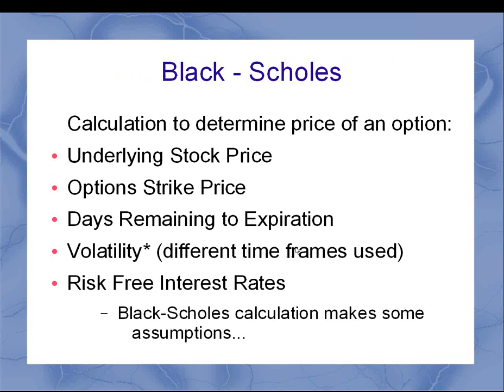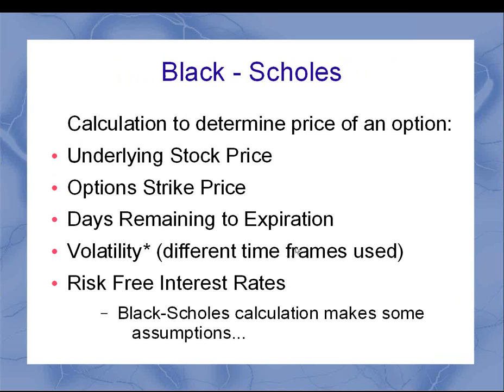Now, just a quick review here. What is the Black-Scholes pricing model? It's a theoretical calculation that's used to determine the price of an option. What is the theoretical price of our option? 5 factors are used in the Black-Scholes pricing model: the underlying stock price, the strike price of your option, whether it's a call or a put, the days remaining to expiration, so how much time is left to pass on the particular option you're researching, and volatility.